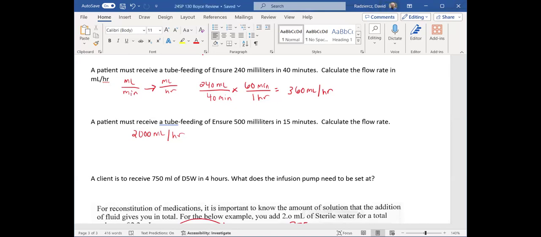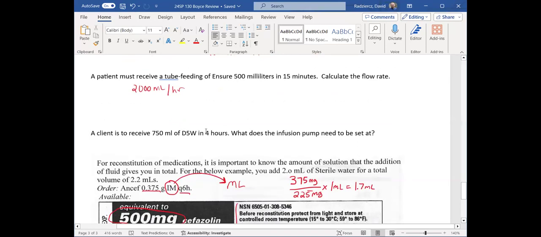That's no problem. A lot of you drink a liter within a matter of minutes if you're really thirsty, right? You've downed a water or other drinks in a very short period of time. So this is not outrageous, although the number seems ridiculous, right? All right, try this last one here, and then we'll move on to the drop factor questions.